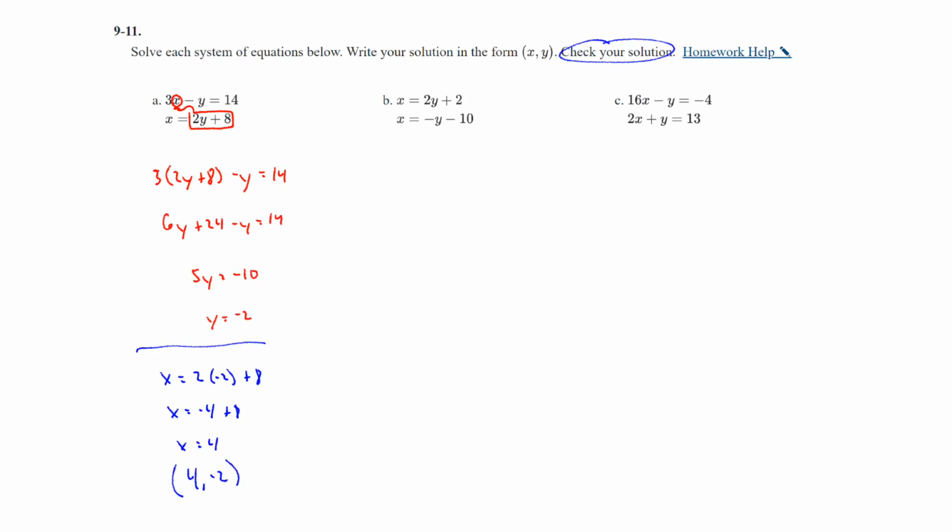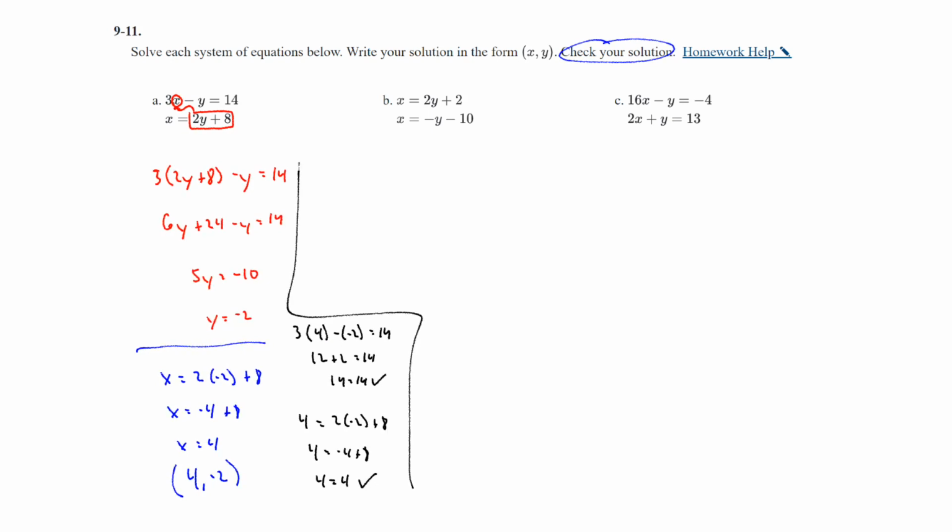So if you were going to check your solution, you would just plug the values back into the original equations. For example, I'll do it on the first one, but not the other two. So 3 times x, which is 4, minus negative 2 should equal 14. So that's 12 plus 2 is equal to 14, or 14 is equal to 14. So that is correct. But you also have to plug it into the second one. So x was 4. So 4 is equal to 2 times negative 2 plus 8. So 4 is equal to negative 4 plus 8, or 4 is equal to 4. And so there's your check.